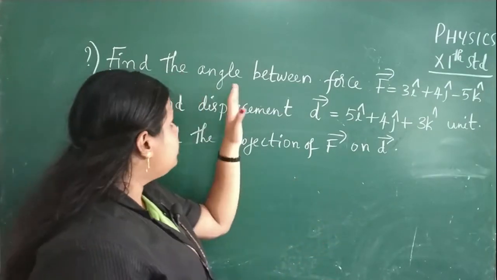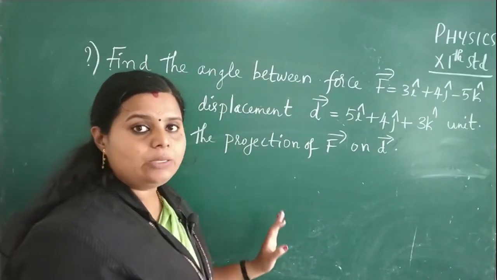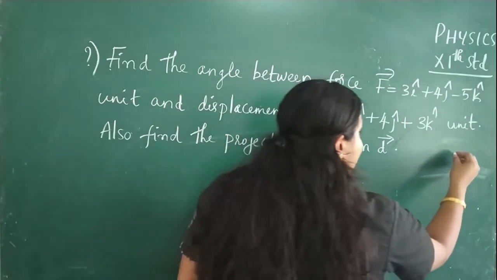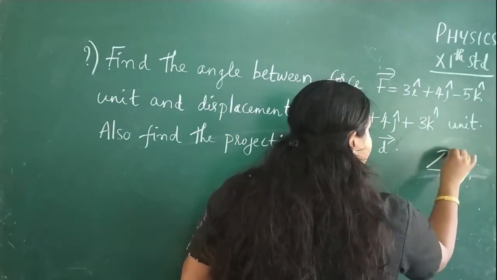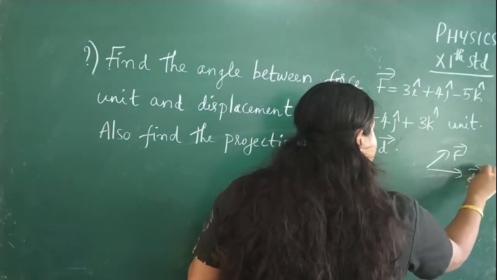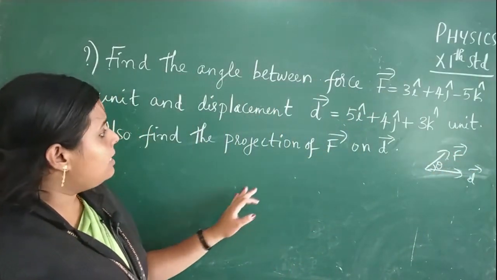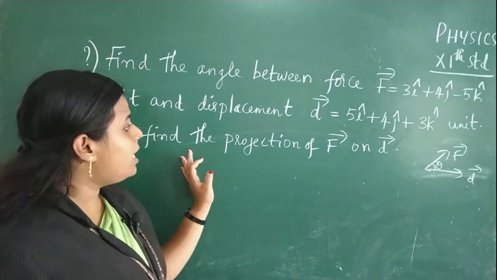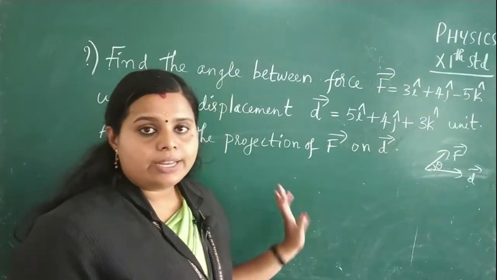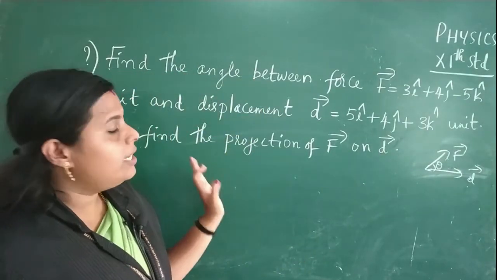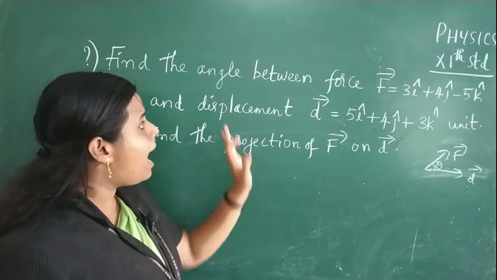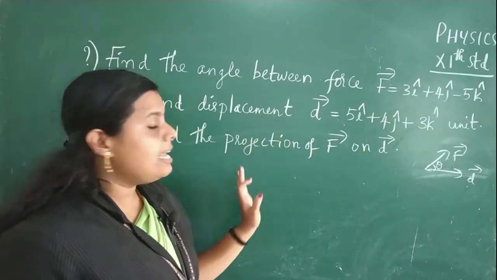So listen children, first of all we have to find out the angle between the two vectors F and d. Okay, force and the displacement are the two vectors, so we have to find out the angle between these two vectors, and the next thing is that we have to find out the projection of F on d. Okay, so what about the formula for calculating the angle between force and displacement?